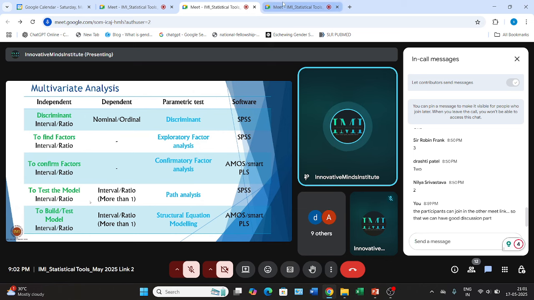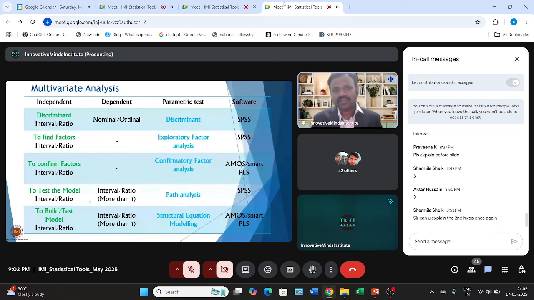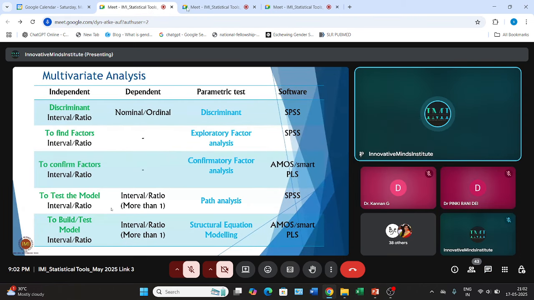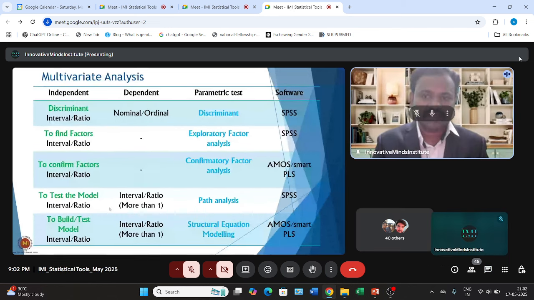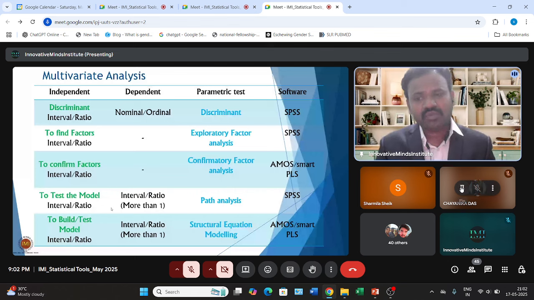What is AMOS? Analysis of Moment Structures. It is a software, IBM SPSS, and another one is IBM AMOS. So using AMOS you can do it, or some other software called Smart PLS, right? Nowadays people are using Smart PLS very much for SEM or CFA, right?